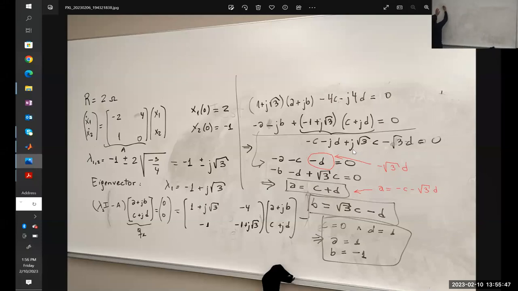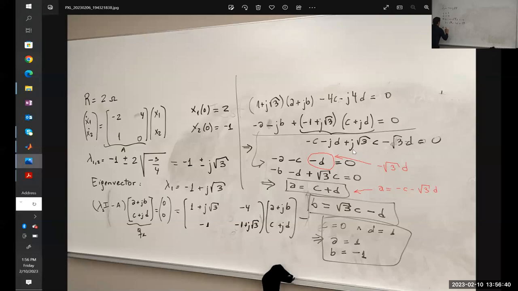I will put that here. Lambda 1 is negative 1 plus j square root of 3. So we pick a value for C and we pick a value for D. We can pick C equal 1, D equals 0, and then A will be negative C, negative the square root of 3 D. As D is 0, C is 1, so A is minus 1. And B will be the square root of 3 C minus D. With C 1 and D 0, then B is square root of 3.